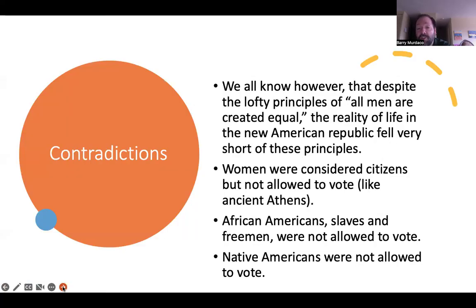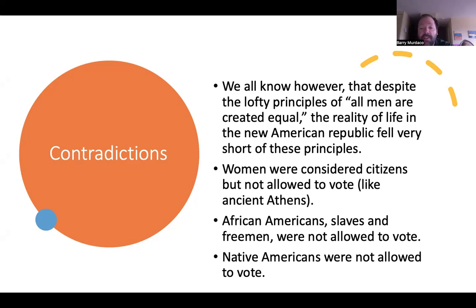It does also, by the way, show you quite clearly the influence of Locke. We know, however, despite the lofty ideas of all men are created equal, not women, by the way, the reality of life in the new American Republic fell very short of these ideas. Now, of course, the Republic would not be created until some time later, but still more or less based upon this concept, this creed of America, as people would say. Women were considered citizens, but not allowed to vote.